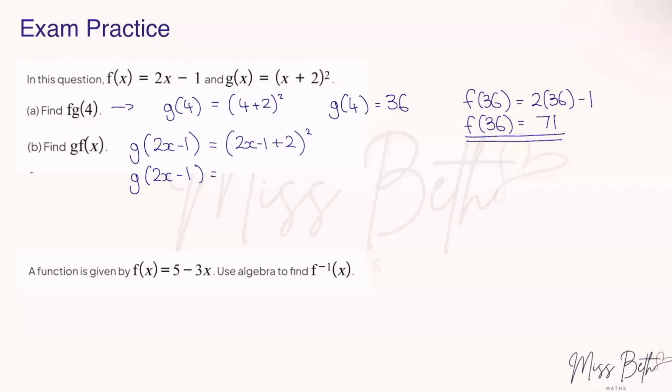I would just collect any like terms that I can. So 2x plus 1 all squared, I'm going to leave it like that and just tidy up my notation. So g of f of x is equal to 2x plus 1 all squared.